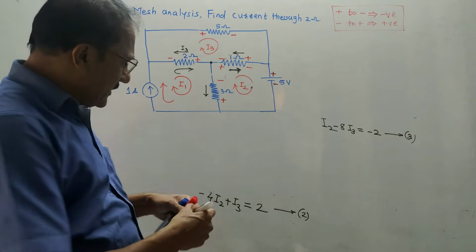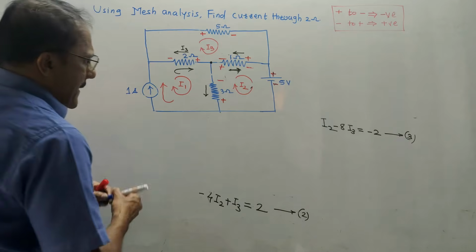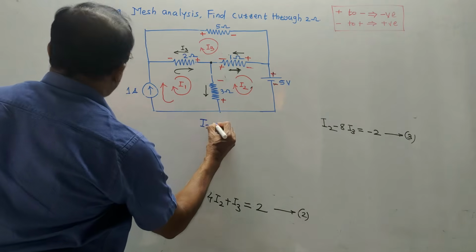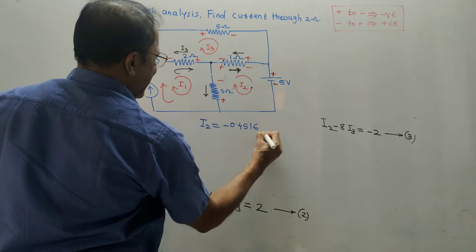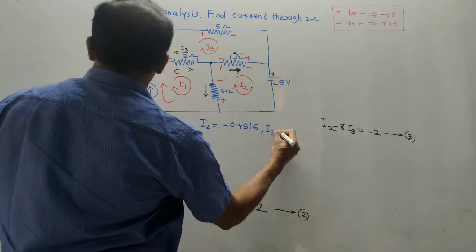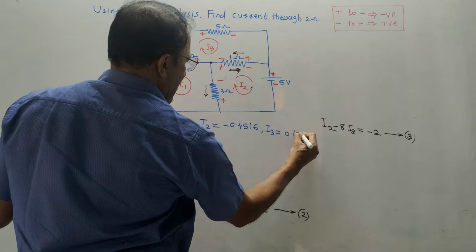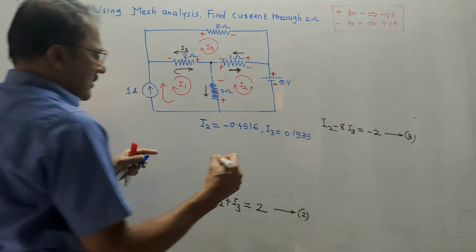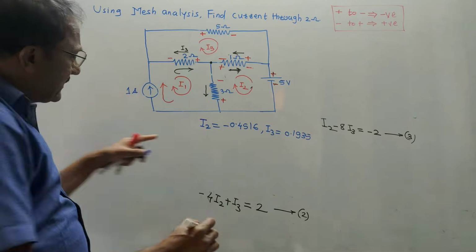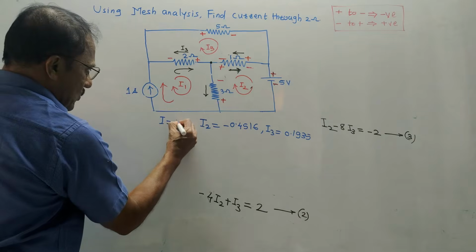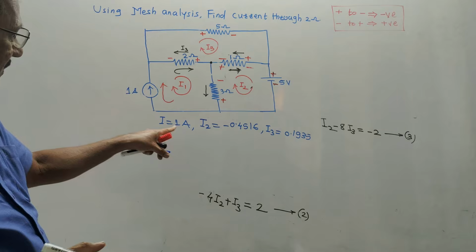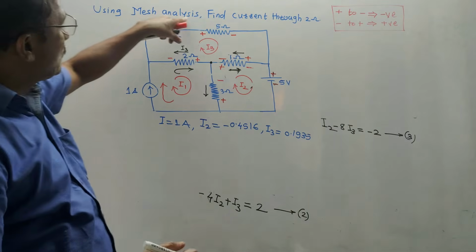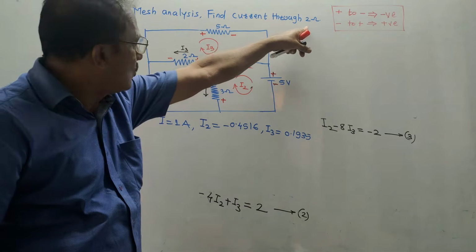So after solving these equations, the answers will be I2 is equal to minus 0.4516, I3 is equal to 0.1935. We have already discussed that the value of I1 is equal to 1 ampere. At the starting of the numerical itself, we have discussed this part. Now what is asked in the question? Using mesh analysis, find the current through the 2 ohm.